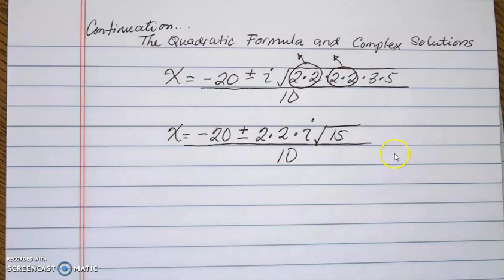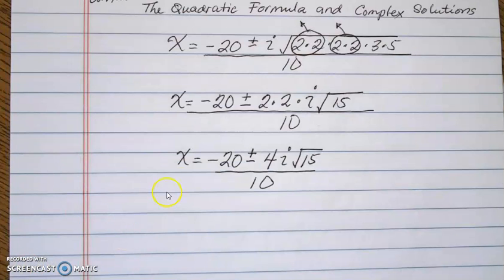So let me again reiterate. The 2 here is the square root of 4, which is this one. So this one went out, it became a 2. This is also a 4 went out, became a 2. You copy the I, and then square root of 3 times 5 is 15. And so this expression now is going to be x equals negative 20 plus or minus 4. And the 4 came from 2 times 2. Copy the I, and then copy the square root of 15 all over 10.